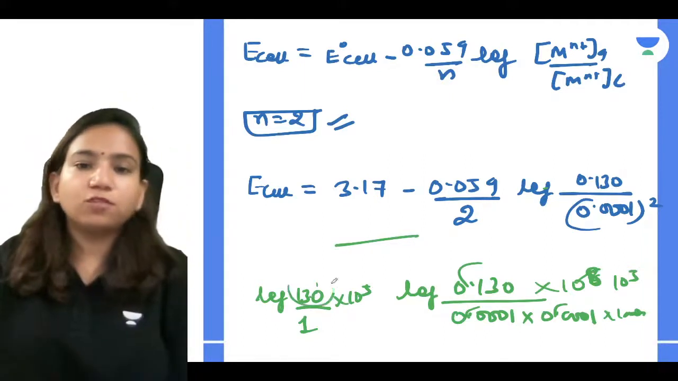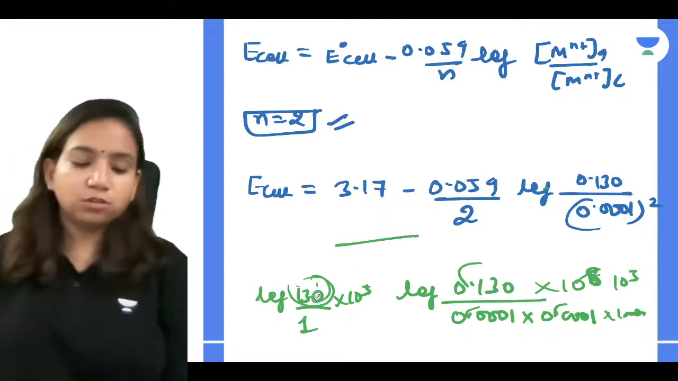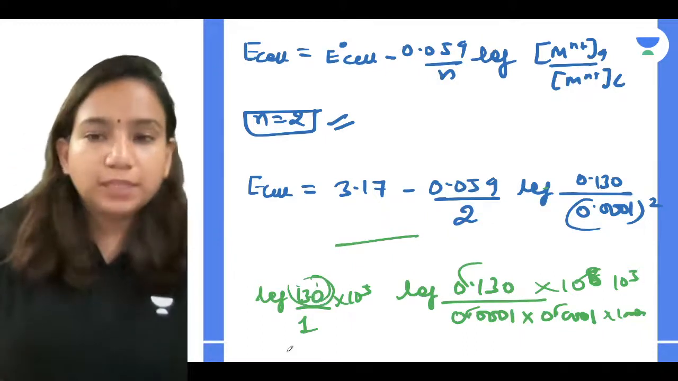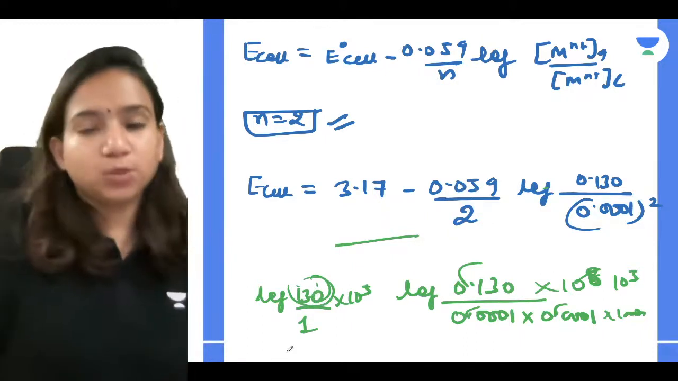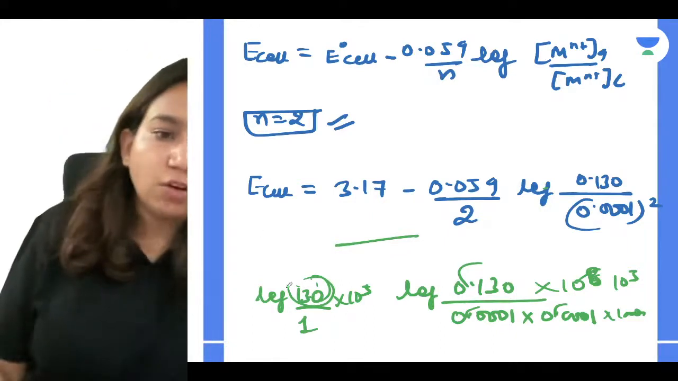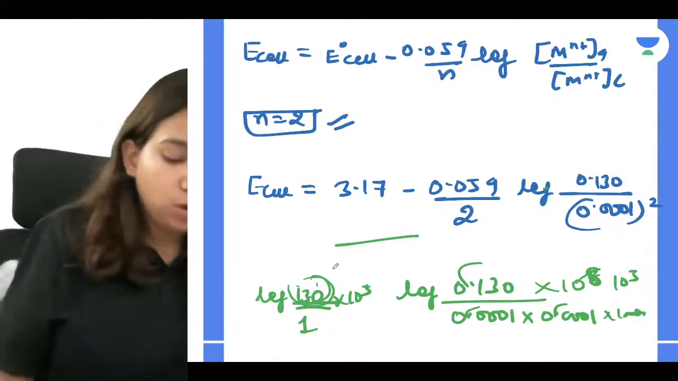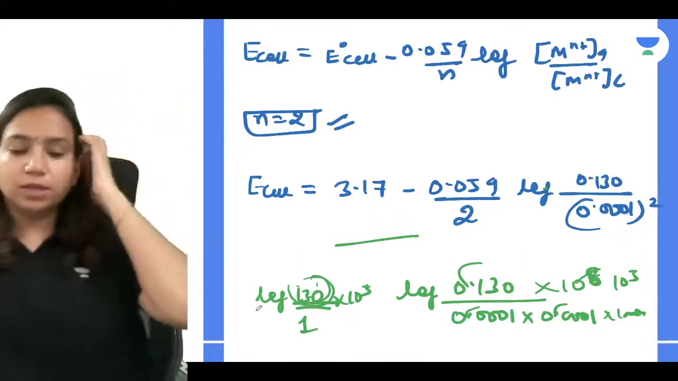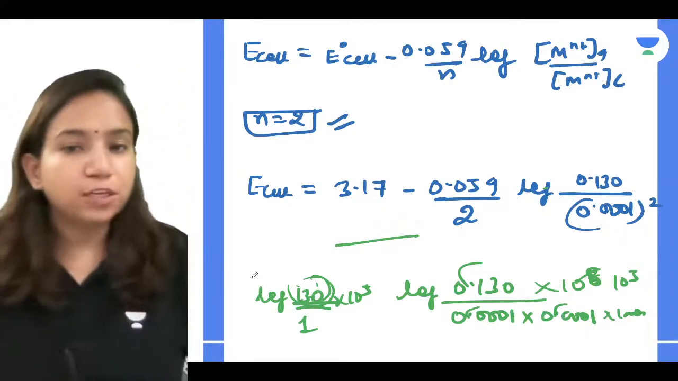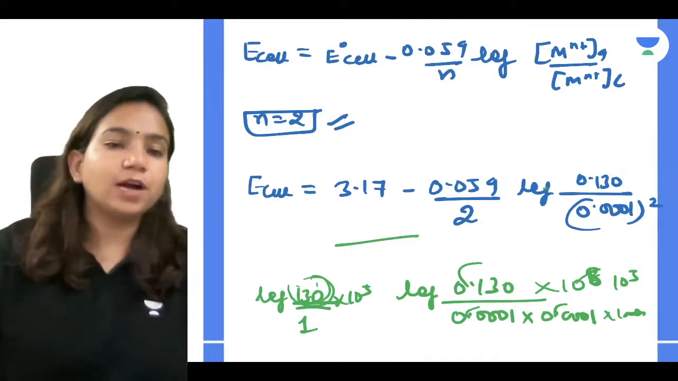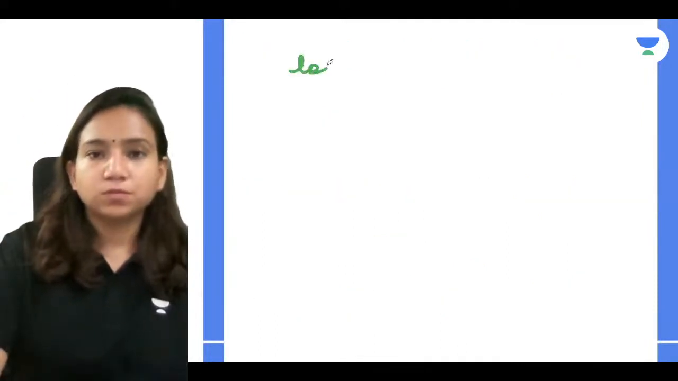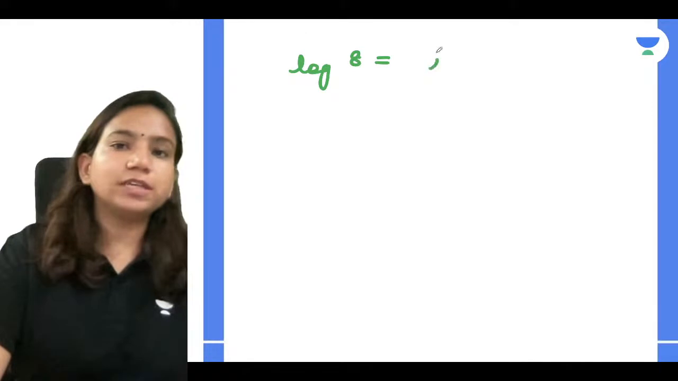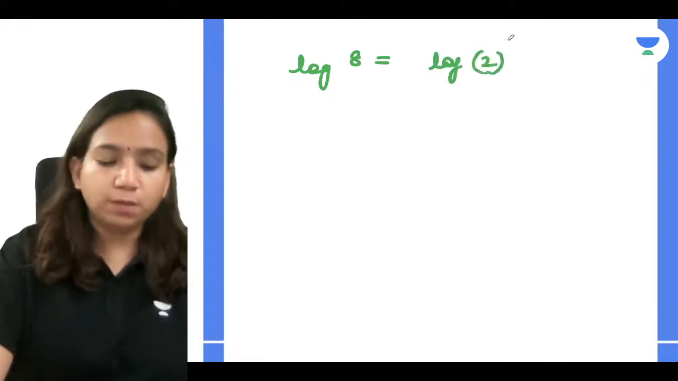And now what you have to know: log 13 obviously you cannot solve by yourself, but what we can understand is very simple. If you need log 13, you will get that value in the question itself. But if it is some other log, like suppose you have log 8 and you have to calculate the value, how can you calculate it? You can write it as log 2 to the power 3.